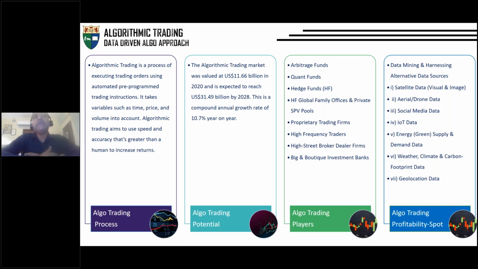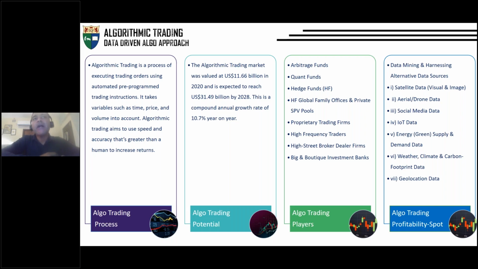So basically it is a process of conducting automated trading, right, executing your trading orders in an automated fashion, so that the machine could automatically take a position and execute an order. And it then takes a lot of time, price, volume data into account, volatility data into account, and with some speed and accuracy, it then tries to beat the market returns in risk adjusted terms, right.